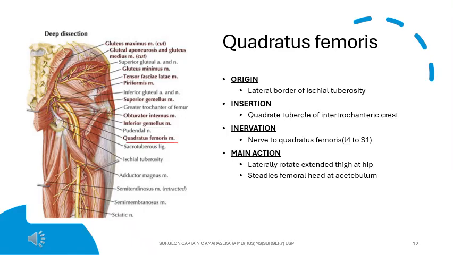In summary, the quadratus femoris may be the most posterior of the lateral rotators, but its contribution to hip stability, rotational control, and imaging clarity is essential. A precise understanding of its anatomy enhances both diagnostic accuracy and therapeutic planning. So now we have completed the muscle groups around the gluteus.